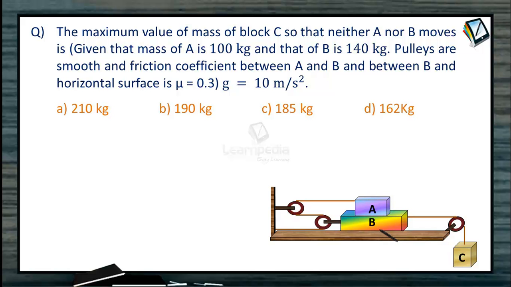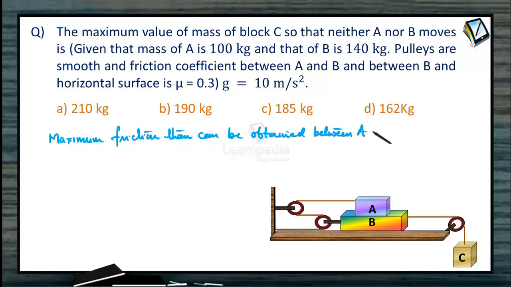So what I will do is, first let us calculate the maximum friction that can be obtained between A and B and also the maximum friction between B and the ground. Maximum friction between A and B, let me call this F1, is mu times mass of A into g: 0.3 times 100 into 10. So this is 300 Newton. 300 Newton is the force of friction between A and B.